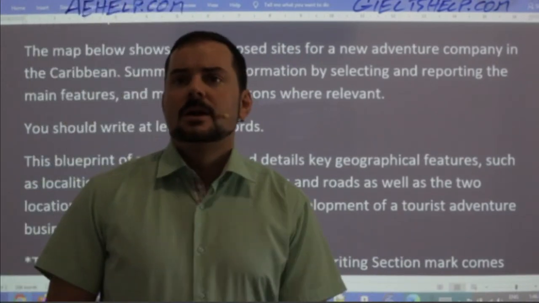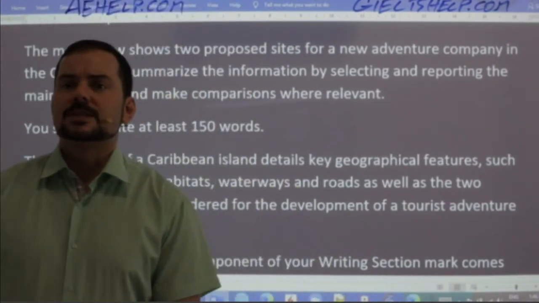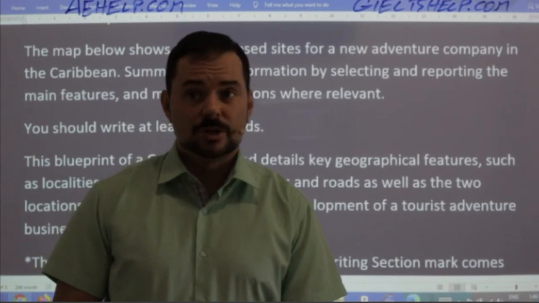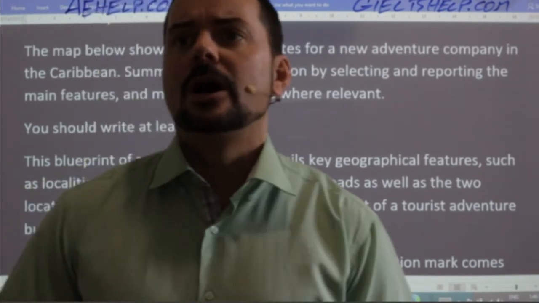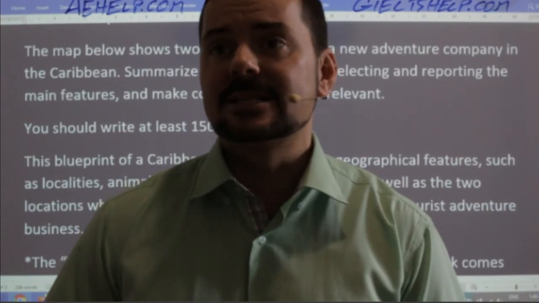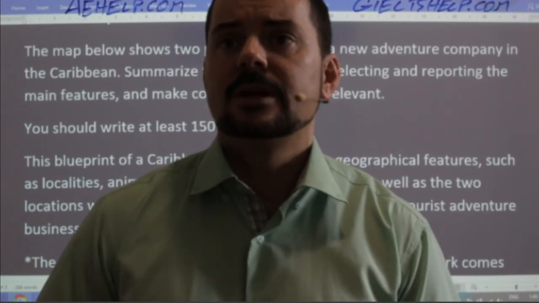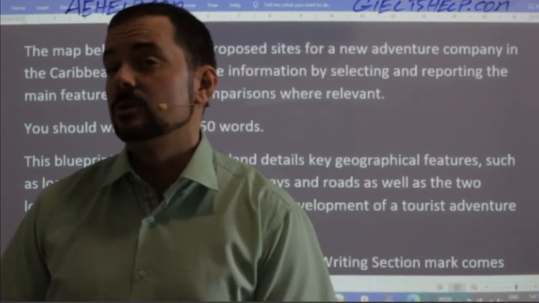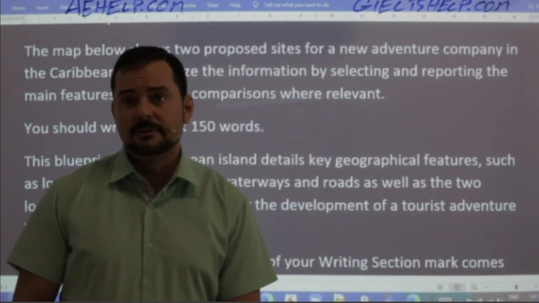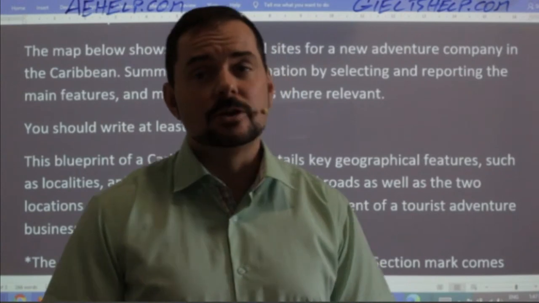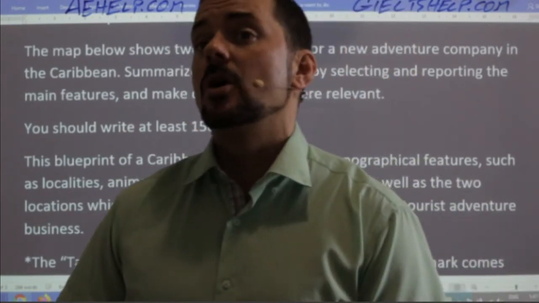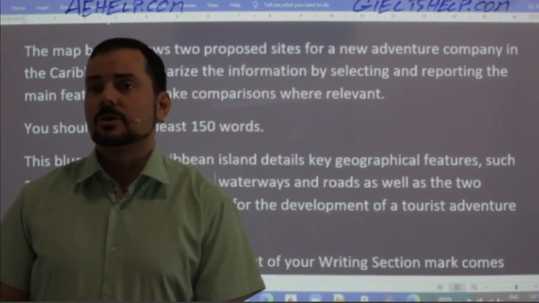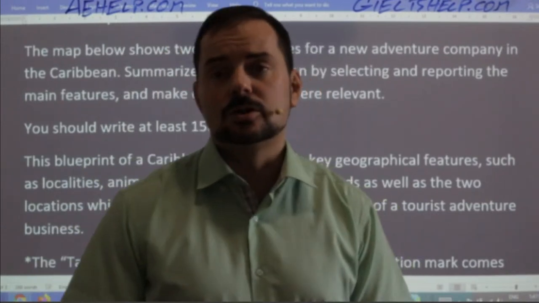All right. Ois says, the map illustrates two suggestions for a tourist company to establish their business on a Caribbean island, indicating the landscape, town, animals, water, and roads. Ois, you have a lot of grammatical and word form errors in there. Be really careful with that. Ois, I highly recommend going back every single day and working on your grammar from the basics to the advanced. Start with the basics, okay? It's your grammar that's really holding you back, Ois, from getting a good score, all right?